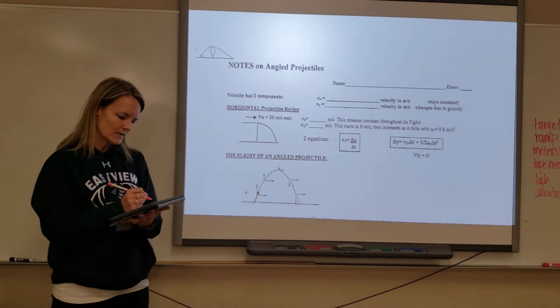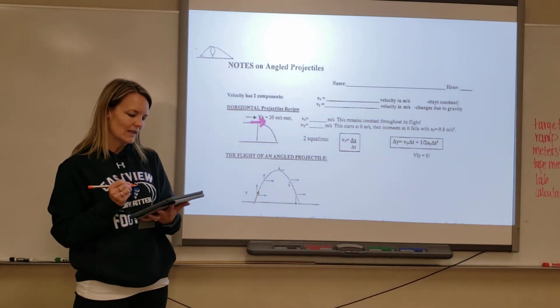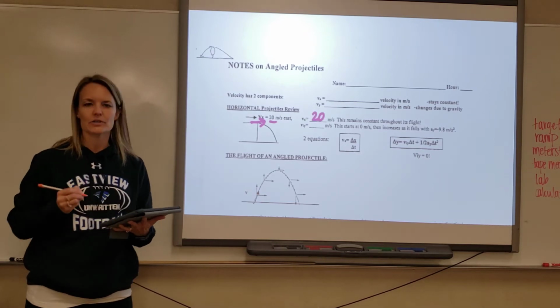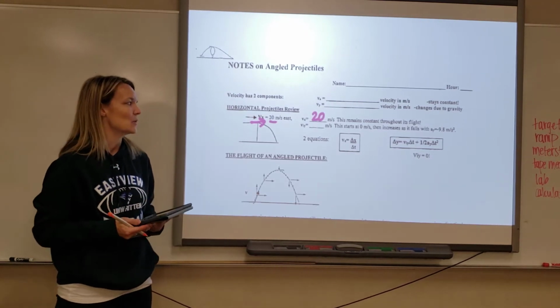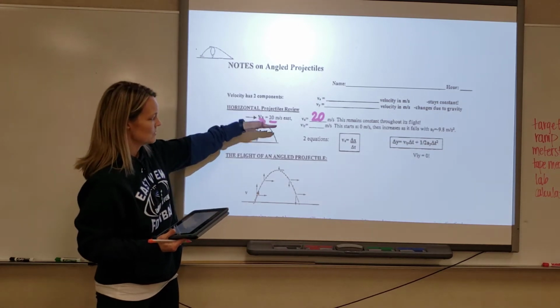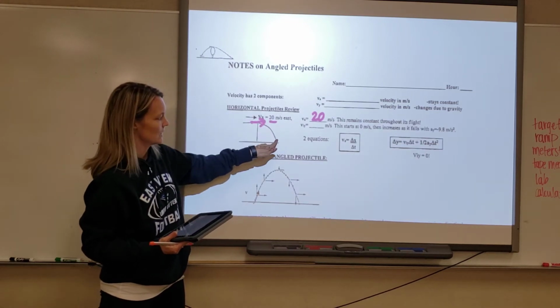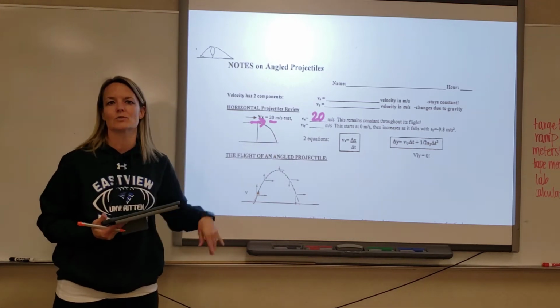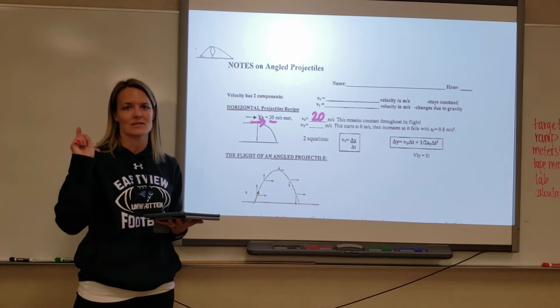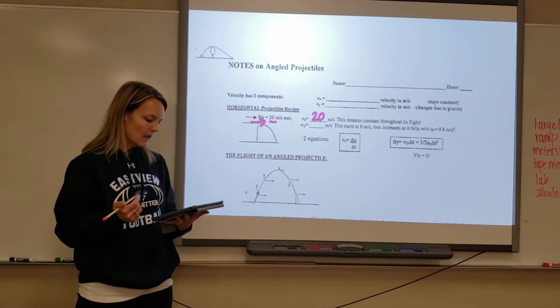When you have a horizontal projectile, that Vx, if it starts at 20 meters per second, it remains at 20 meters per second the entire time. Right here, it's 20 meters per second. Right here, it's 20 meters per second. Right here, it's still moving at 20 meters per second in the x direction. Because it's constant, there's nothing slowing it down or speeding it up.